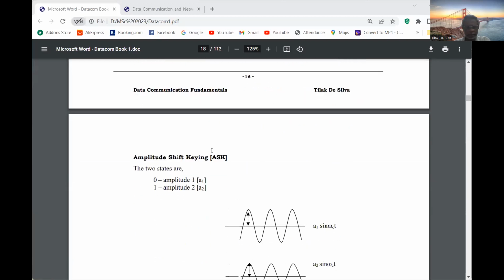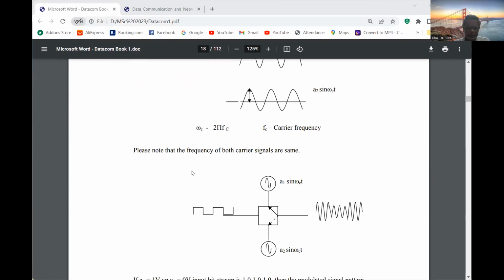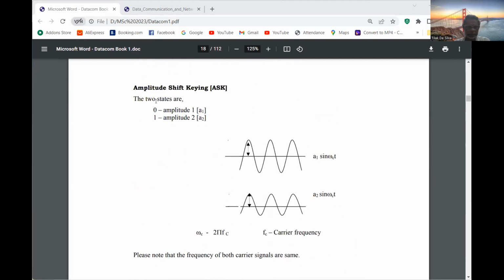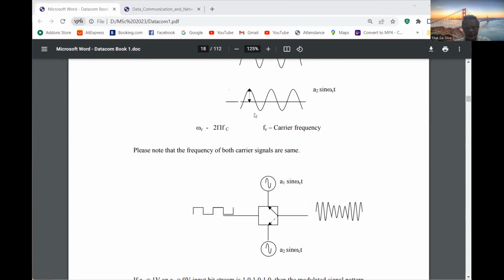For digital modulation, it is called shift keying: amplitude shift keying, frequency shift keying, and phase shift keying. So this is the amplitude shift keying. We can say that if it is 1, amplitude is 0. If it is 2, amplitude is 1. Or you can have two different amplitudes. Now, here 1, 0, 1, 0 is coming. You have two different signals.